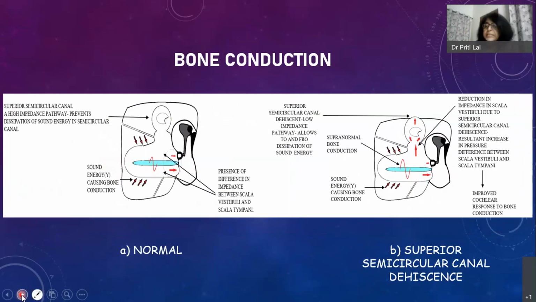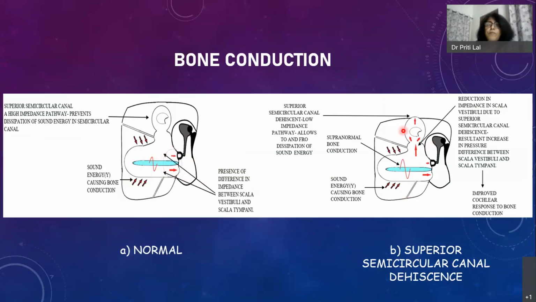Now, why does the bone conduction improve? When the sound energy strikes the bony otic capsule, these vibrations are transmitted into the fluids of the inner ear. And because of the difference in the impedance of the oval and the round windows, there exists a difference in the pressure across the scala vestibuli and the scala tympani. And this pressure differential causes the membrane to vibrate and produces a sound perception.